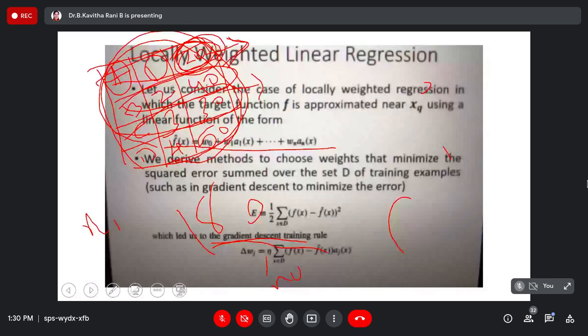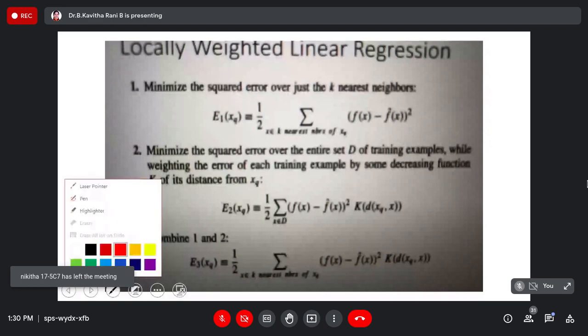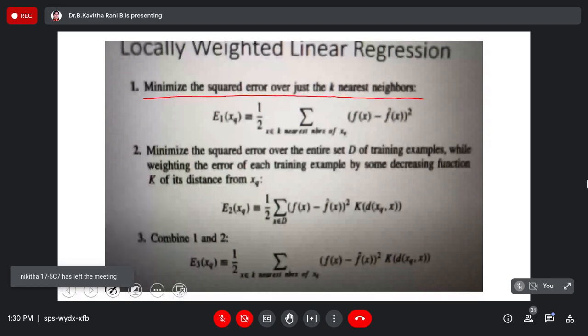So now if you see, there are 3 points when we are using the locally weighted linear regression method. So what is the first point? Minimize the squared error over just the k nearest neighbors. So what we have to do? Don't try to minimize the prediction error over all the training examples. What you have to do here is just try to minimize the squared error only for the k nearest neighbors.